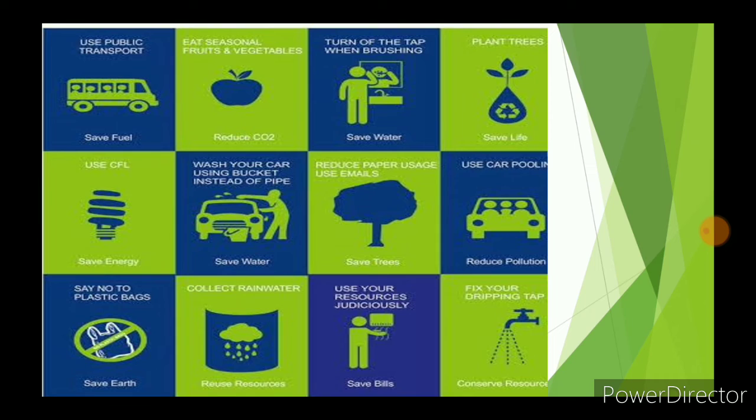Things which can be done to save our environment. As we are using the things from the environment continuously, we are harming it. But there are certain things which you can do to save the environment, like save fuel. Instead of taking your vehicle everywhere, walk sometimes. Eat seasonal fruits and vegetables. Turn off the tap when you are not brushing the teeth. Save the water. Plant more trees because trees give us oxygen to live.